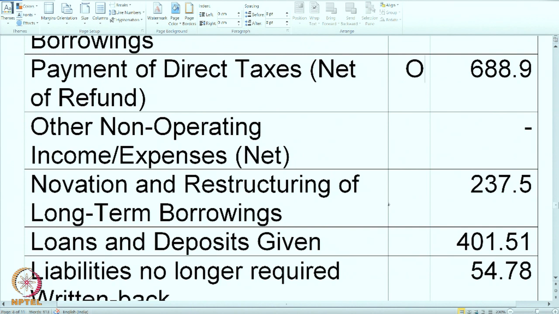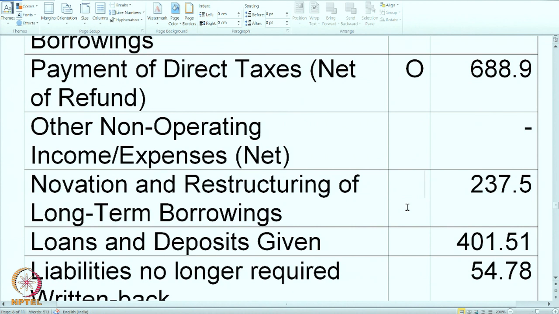Novation and restructuring of long-term borrowings. Where will it go? What is meant by novation first of all? That means for existing loans, the terms of the loan are changed. Suppose the loan is taken for 5 years, maybe it is changed to 8 years. Some type of obligation or some mortgage under it might have changed, the loan terms have changed. That is called novation and restructuring of long term loans. Where will it be marked? Should it be an F item? There is neither any repayment nor any new loan taken. So, this is a non-cash item. It should not come in the cash flow statement. So, we will mark it as NC.